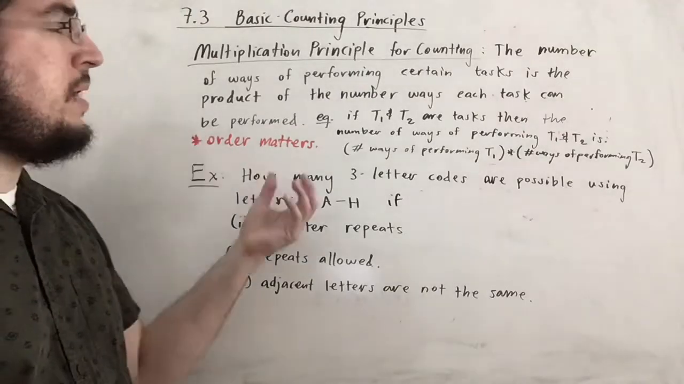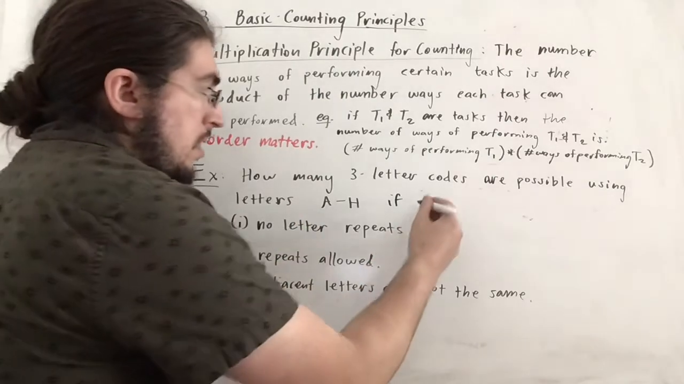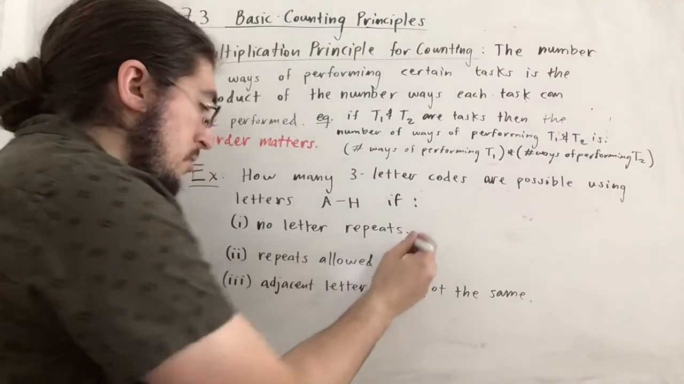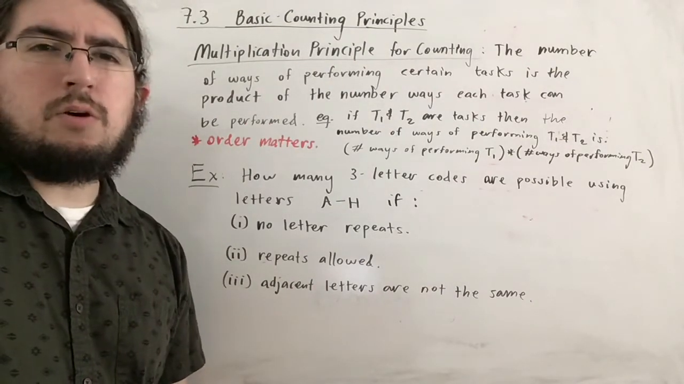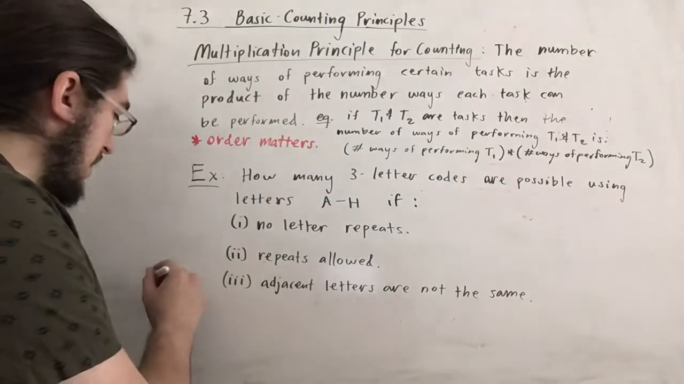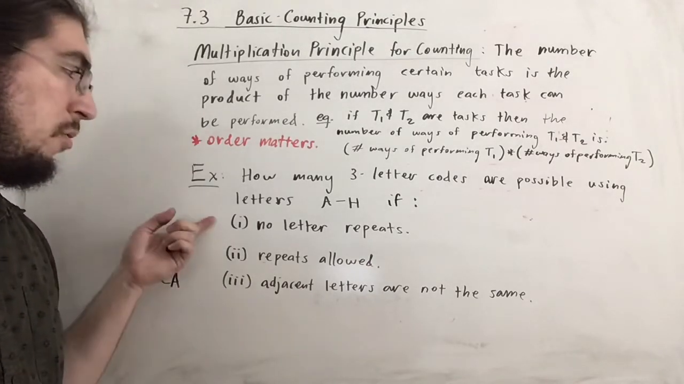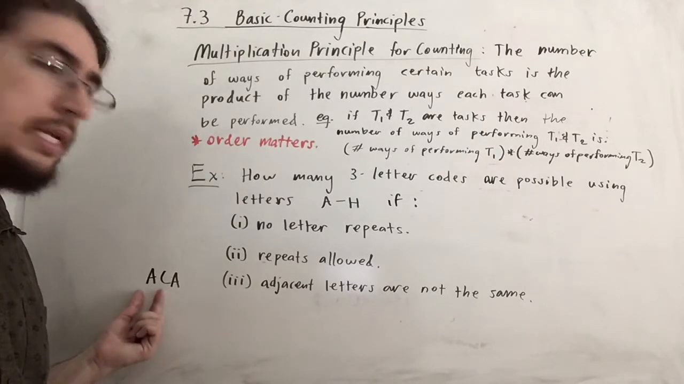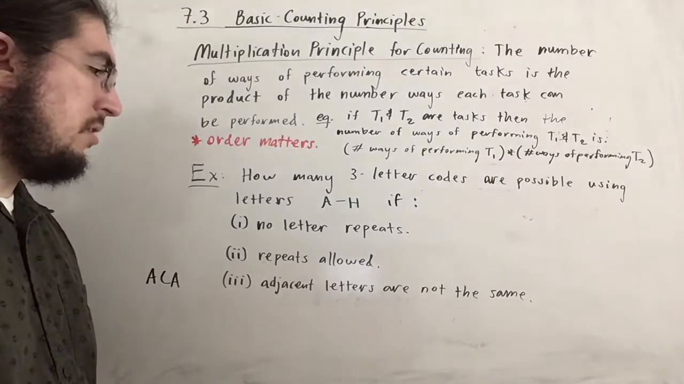So here I ask, how many 3-letter codes are possible using letters A through H only if adjacent letters are not the same? In other words, no letters next to each other will be the same, but repeats could be allowed. So for example, ACA is certainly a possibility, because A and C are not the same and C and A are not the same. So repeats are allowed just in a specific way. Just something to keep in mind.